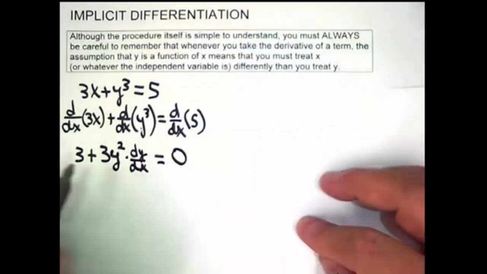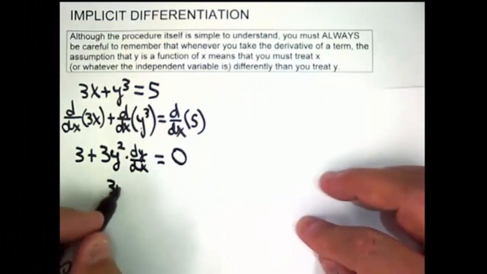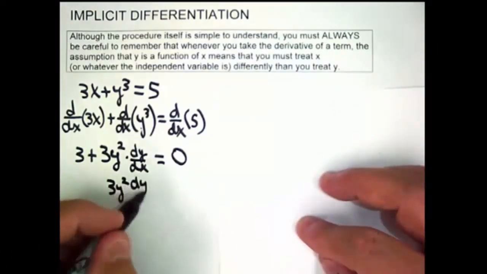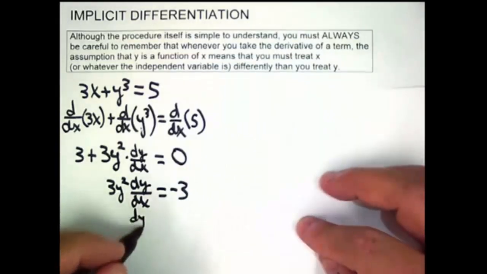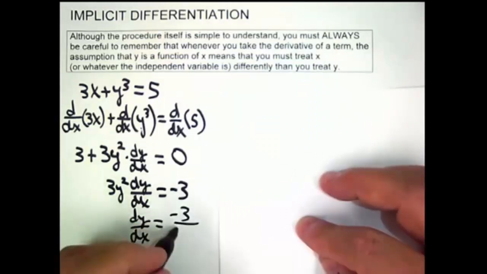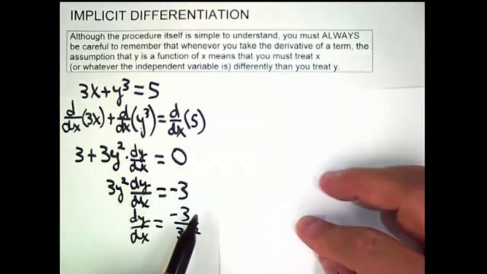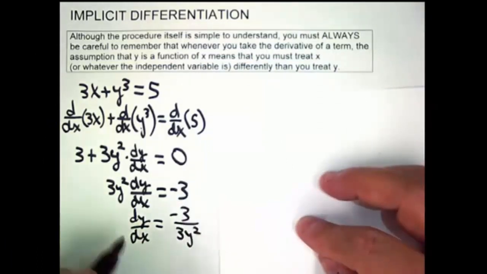Now you're still going to subtract a 3 from both sides. You're trying to isolate the dy over dx on one side by itself. In other words, solve for dy over dx. Now if I divide both sides by 3y squared, I'll have dy over dx on one side by itself. And then you notice, of course, that the 3's will divide out, and you'll end up with dy over dx is equal to minus 1 over y squared.